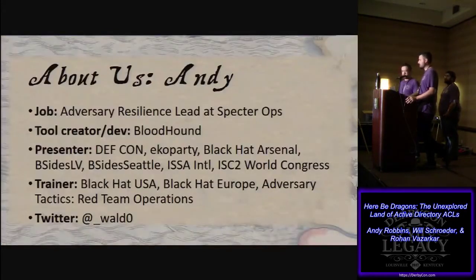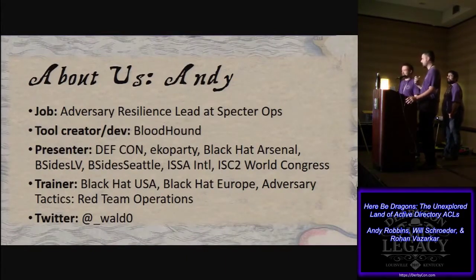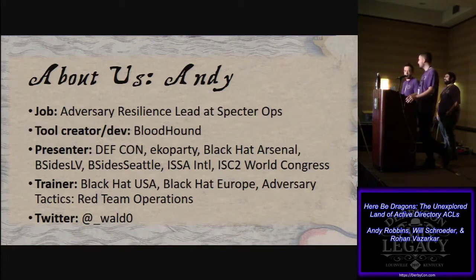About us, this is me, I'm Andy Robbins. I'm the Adversary Resilience Lead at Spectre Ops. I'm a co-creator and developer of the Bloodhound Project with these two guys. I've spoken at conferences, I've given trainings. I think I'm a friendly guy, so come talk to me if you want to know more.